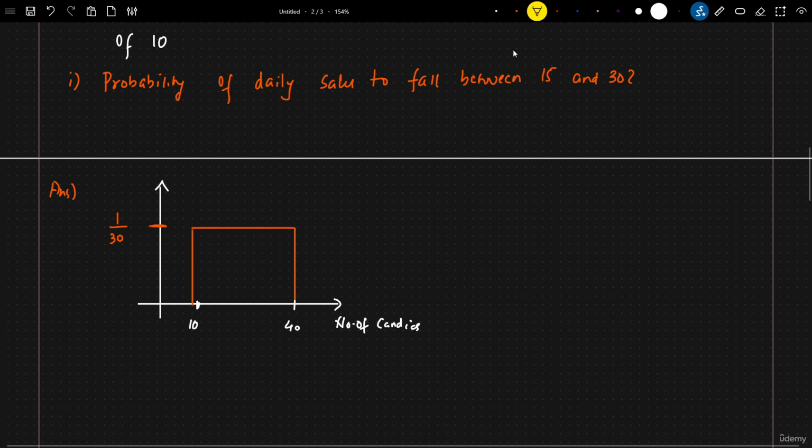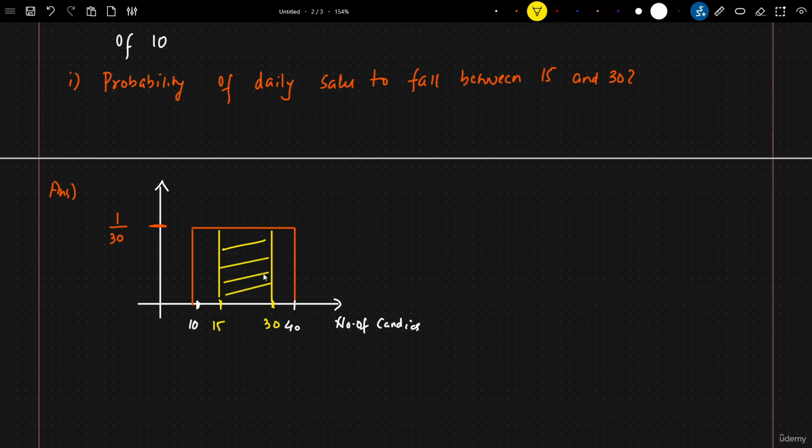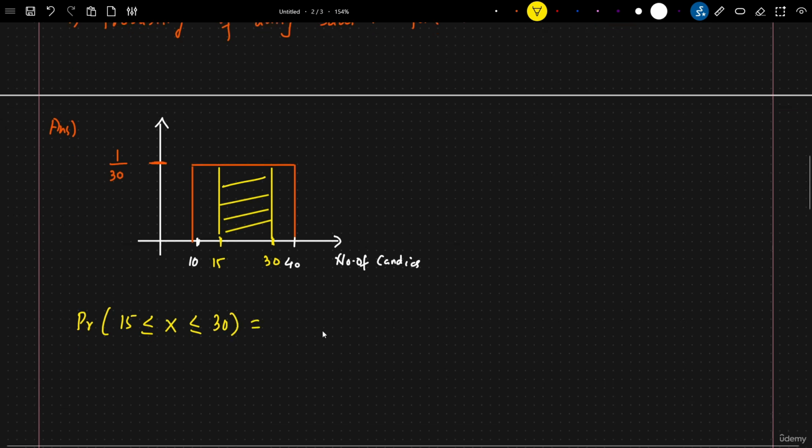Now my question is: what is the probability of daily sales to fall between 15 and 30? Let's say this is 15, this is 30. I need to find out the probability of daily sales to fall between these values. So now I can go ahead and calculate it. I will write probability of 15 less than or equal to random variable X less than or equal to 30. This is what we really need to calculate.